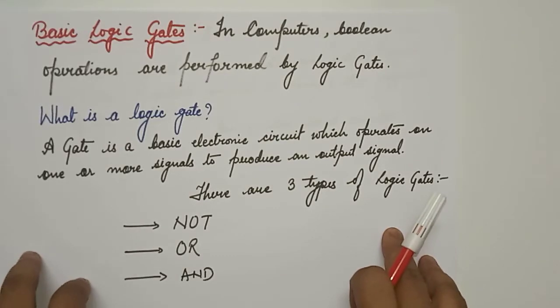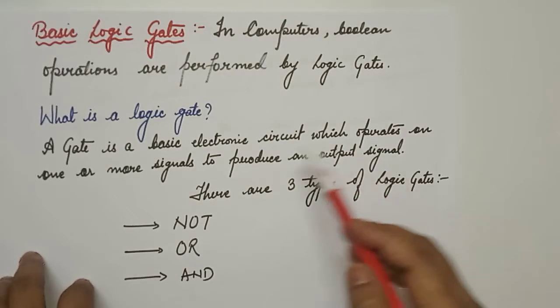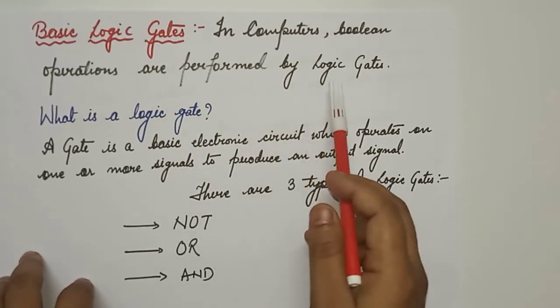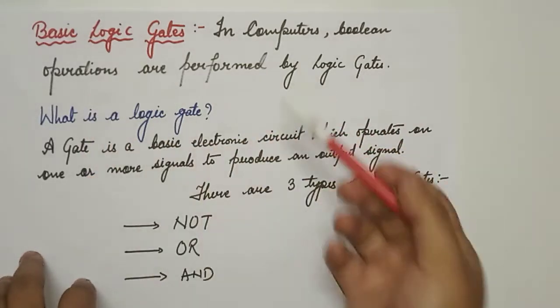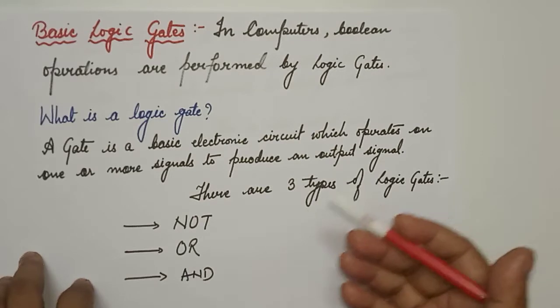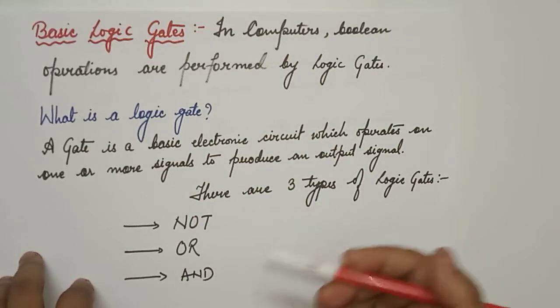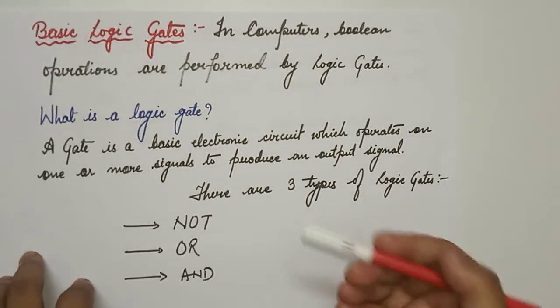Basic logic gates. What are the basic logic gates? In computers, Boolean operations are performed by the logic gates. Boolean operations, we know what they are. Basically, these operations deal with true or false, or high voltage or low voltage.